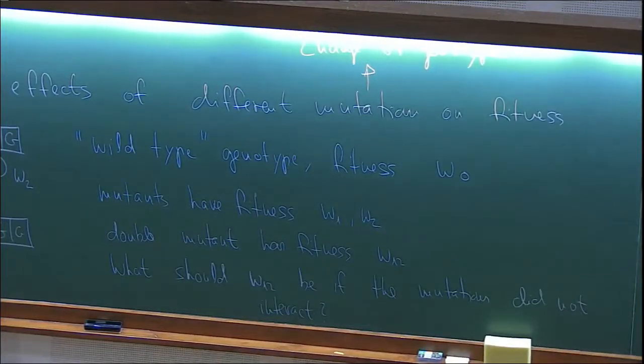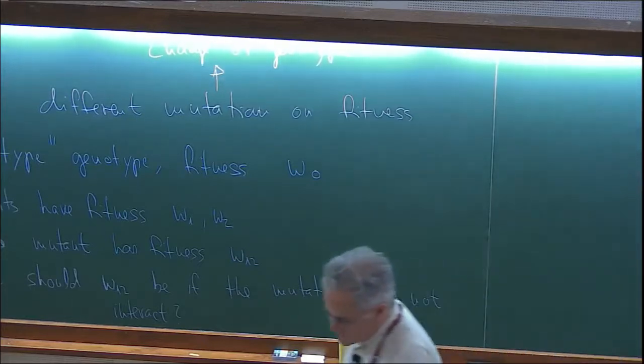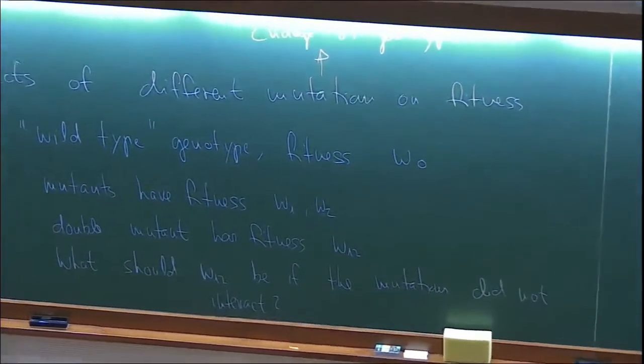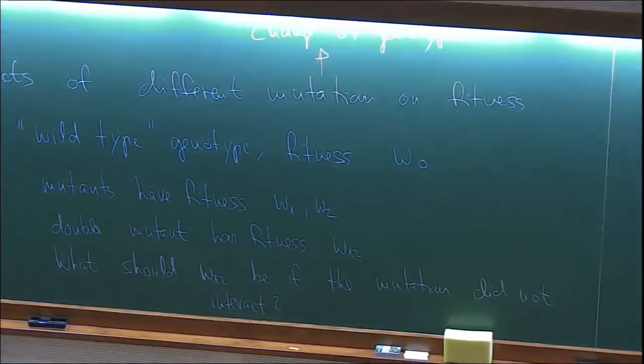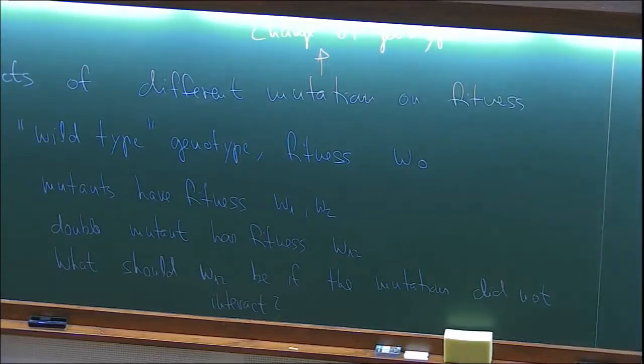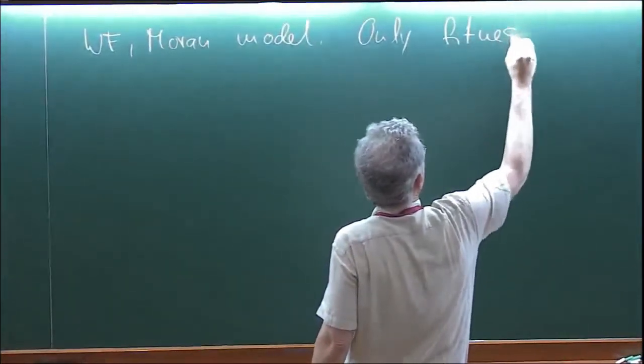Product, very good. Why product? Yeah, that's a very good idea. So that's essentially what I would like to do. More precisely, my argument why it should be a product is that at least the way we defined fitness within the Wright-Fisher and Moran model, it was always defined in relative terms. So in some sense, only fitness ratios matter. So we know from these models only fitness ratios matter.